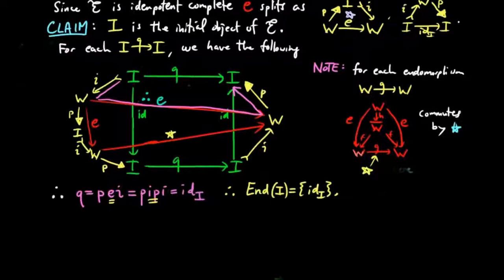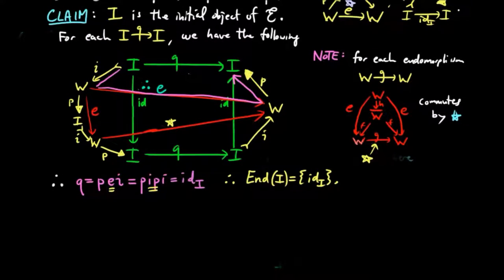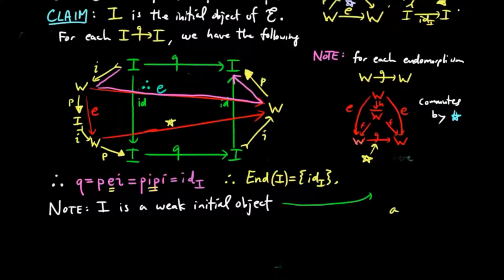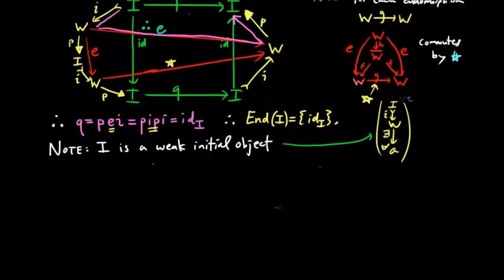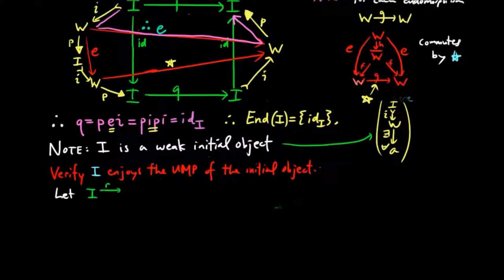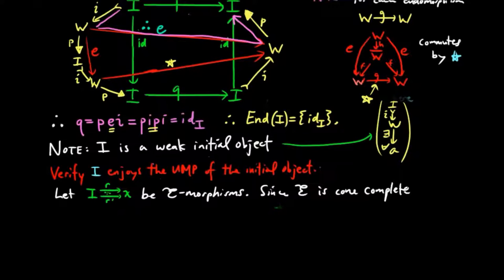To show I enjoys the universal mapping property of the initial object, we first know I is a weak initial object, since for each E object A, there is a morphism from W, since it is a weak initial object, and by precomposition by I, we have a morphism from I to A. So we have left to verify the uniqueness of such a morphism. So let R and R prime be E morphisms with domain I. Then since E is cone complete, this diagram has a cone, which means there exists a morphism S such that RS is equal to R prime S.